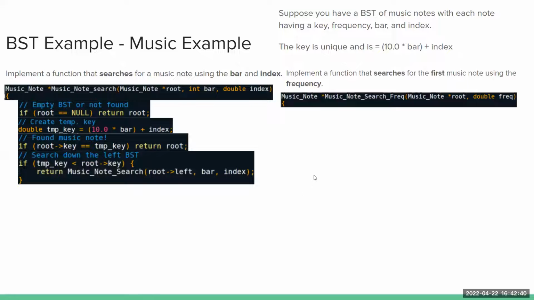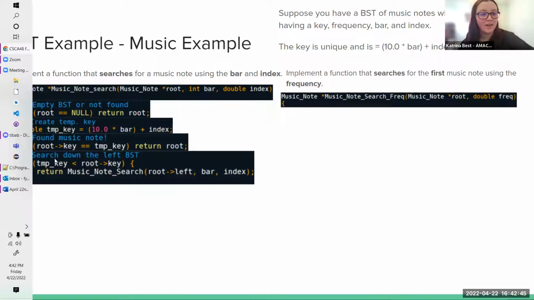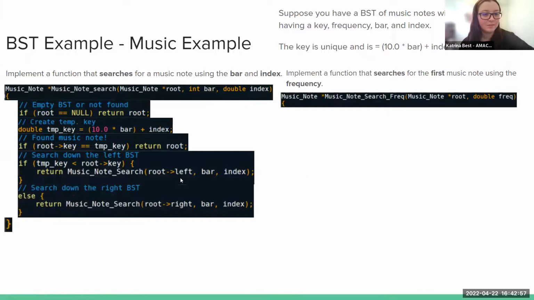If we haven't, we go down the left side, recursion, and that's why if root is equal to null, it can be that you looked down to a leaf node and it had no children, which means that you couldn't find it. Otherwise, search down the right side.